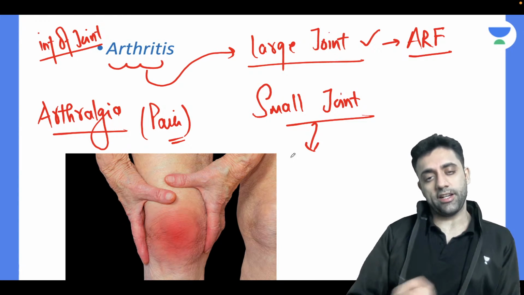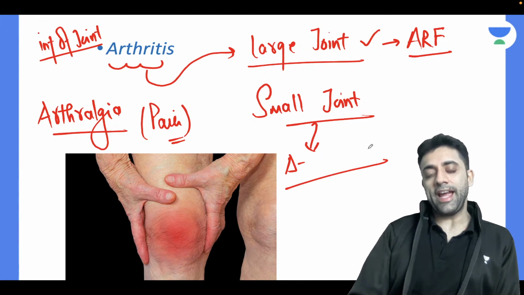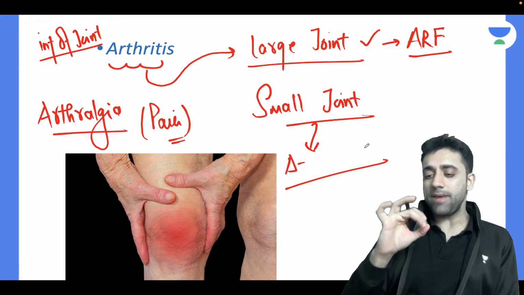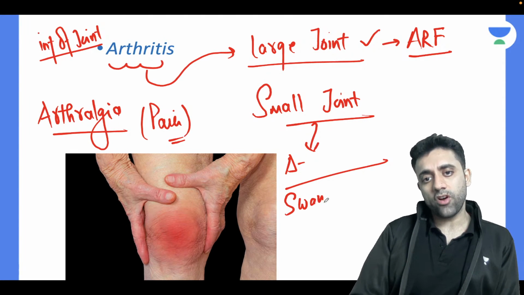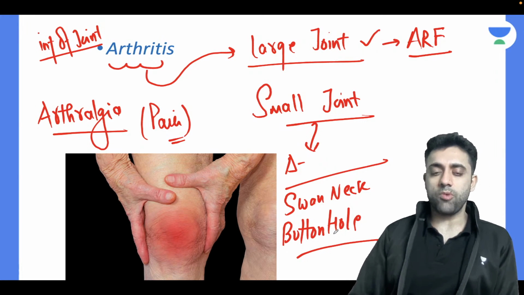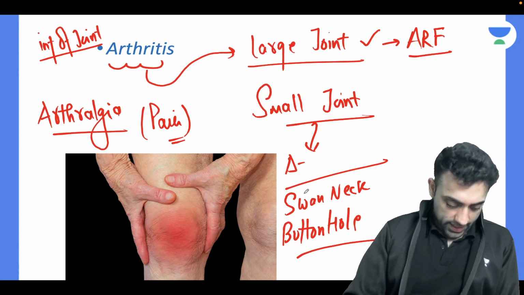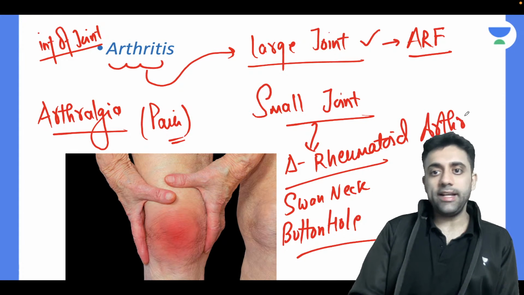And if small joints are involved, which disease am I suffering from? Can we name any disease where small joints are involved? I am having early morning stiffness of joints. Have you heard of swan neck deformity of the small joints? Have you heard of buttonhole deformity of the small joints? In which condition do you see small joint involvement with swan neck and buttonhole deformity? Yes, very good, you have rheumatoid arthritis. The best answer is rheumatoid arthritis. Yes or no? You need to open your brains, okay?